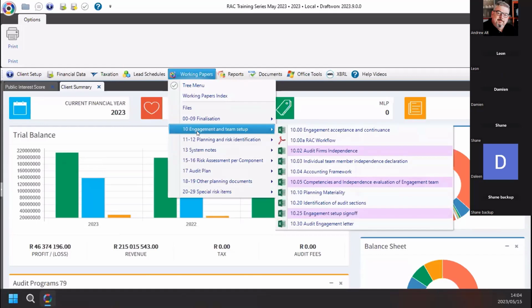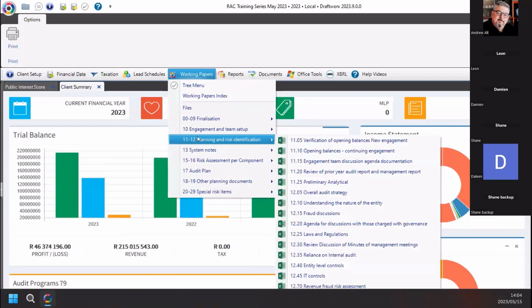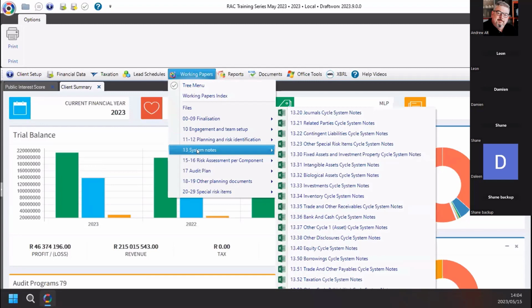And today we are wanting to tackle section 11, 12, and section 13. Now, section 13, fortunately, we don't have to go to every single one of these documents in the training today. I'm just going to have a look at one of them because they're all exactly the same. They are there just for various different cycles, different working papers for each cycle.